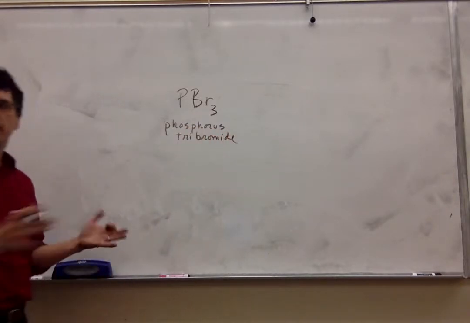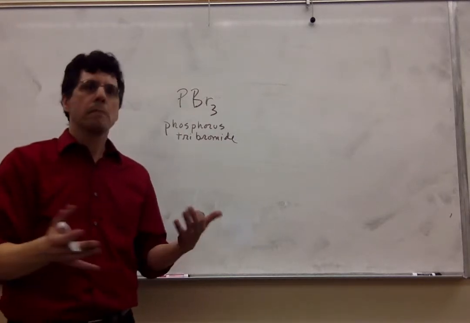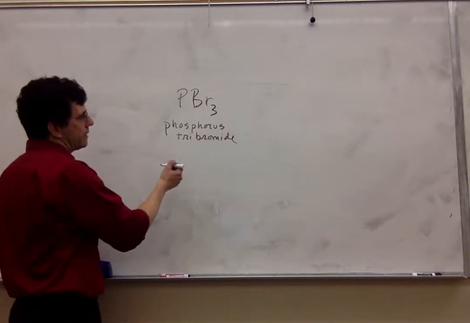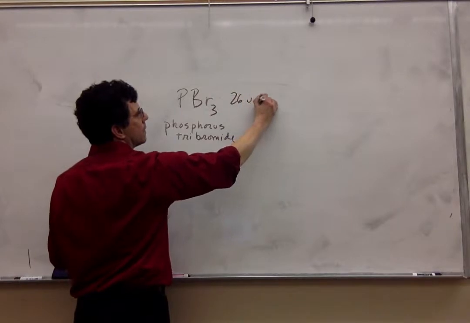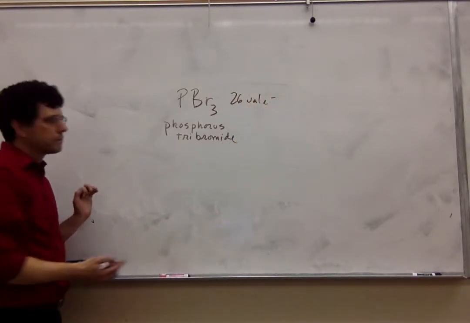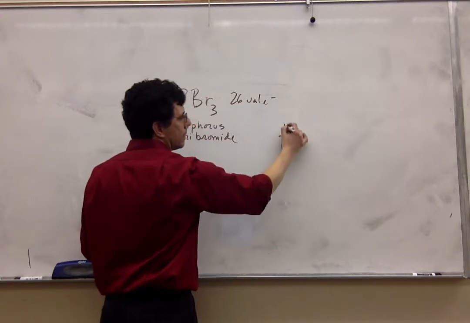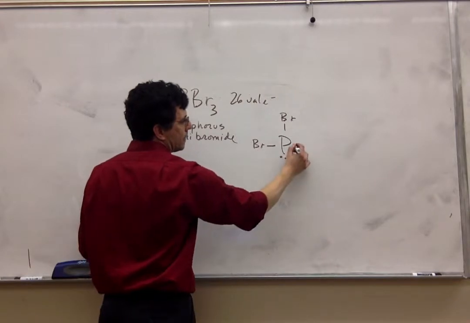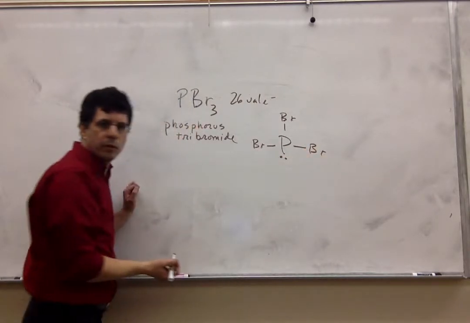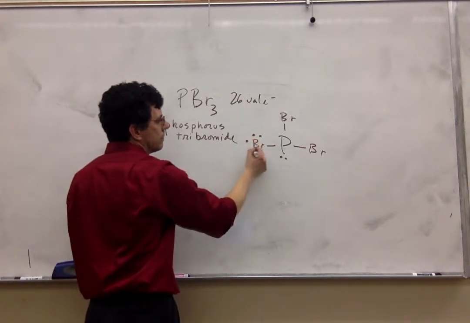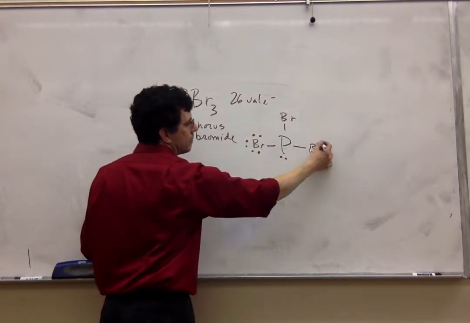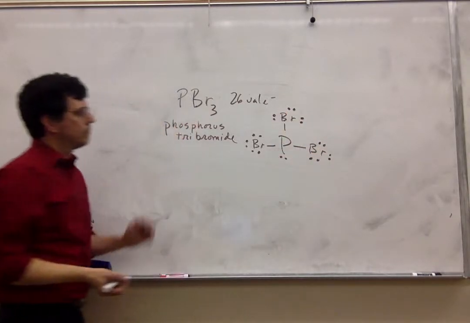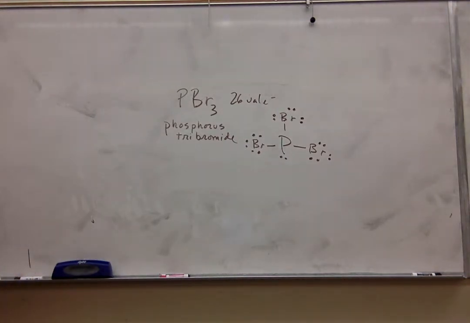A binary compound made up of just phosphorus and bromine, but we need to use the tri to specify the number of bromines there. Okay, so we had, I think, 26 valence electrons for that, and we had a Lewis structure like that. Okay, all 26 shown.